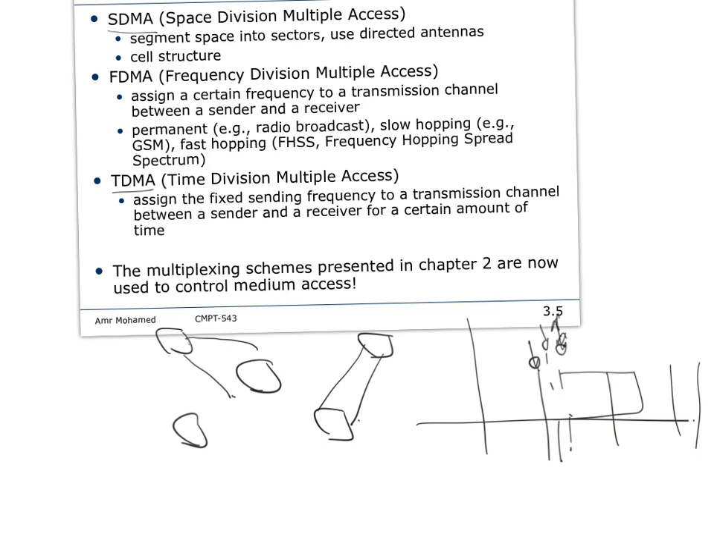Of course, in 2G they use FDMA, but they use FDMA with dynamic assignment, right? So they call it slow hopping. Slow hopping means that a node gets assigned a certain frequency at a specific time, but after a certain amount of time it might get assigned another frequency, right?